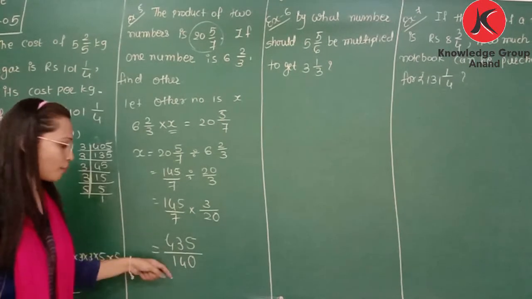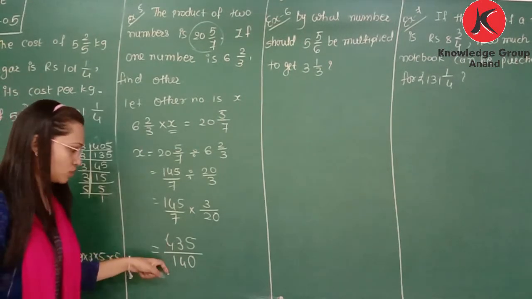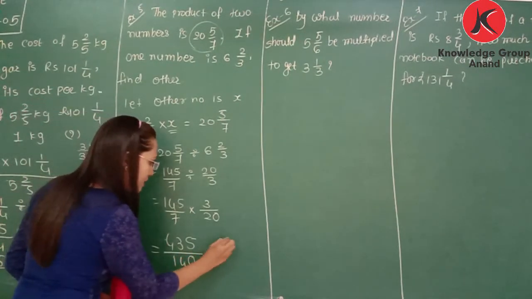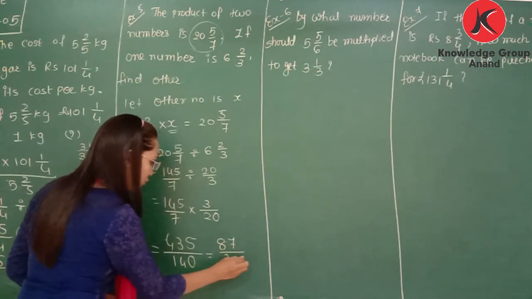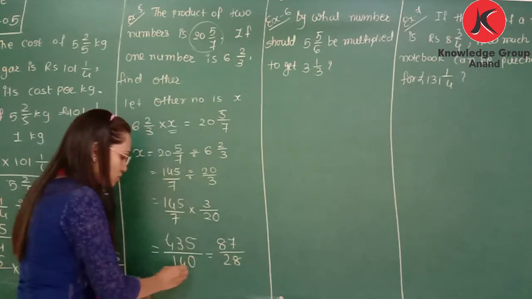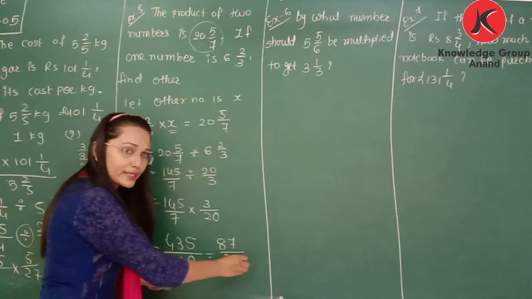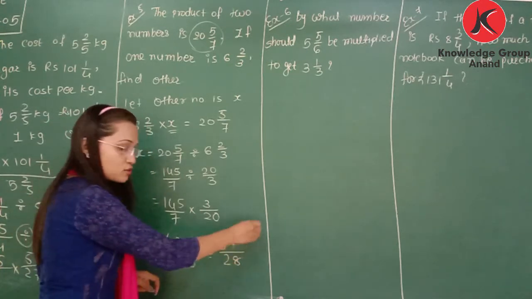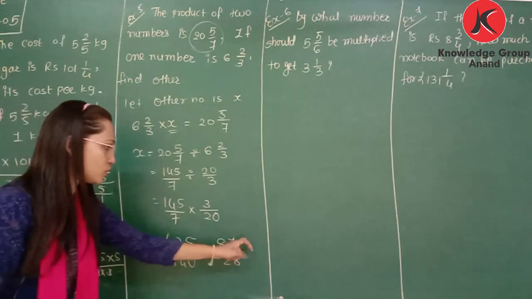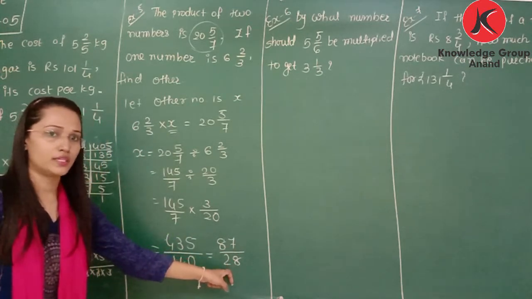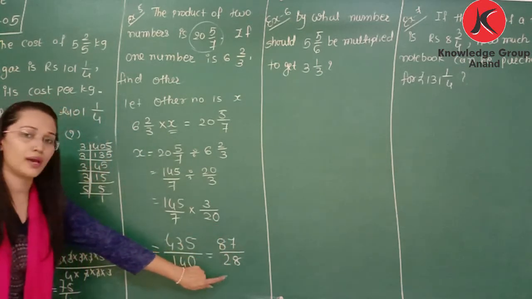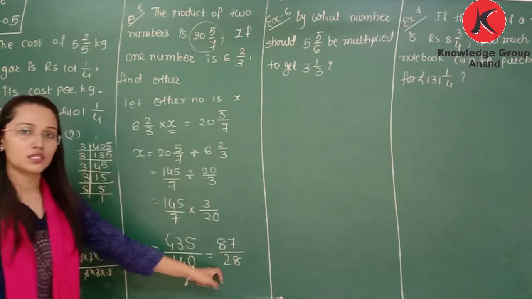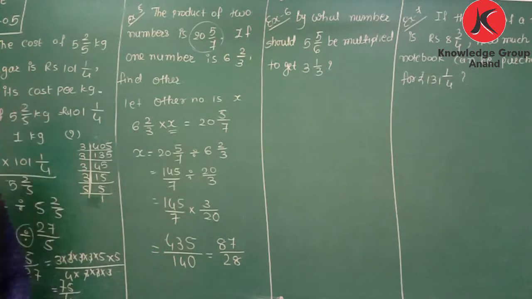If you cut the common factor 5 between these two numbers, you will get 87 by 28. If you cut here, because 140 has 28 5s and 435 has 87 5s, so you can cut the common factor 5. So it is 87 by 28. So the other number is 87 by 28. You can convert this into a mixed fraction.